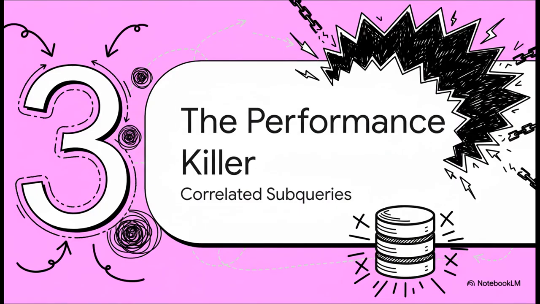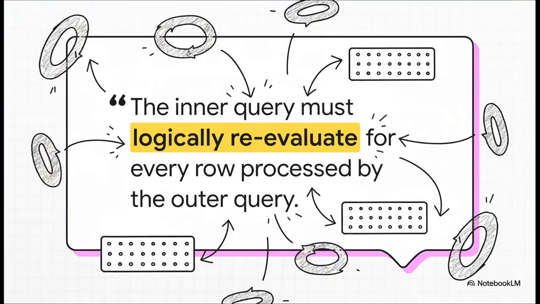Okay, so getting the right answer is one thing, but we also have to get it fast. Beyond just correctness, we have to talk about performance. And there's a certain kind of subquery that can absolutely cripple your database. We call it the correlated subquery. Now, unlike that first simple example we saw, a correlated subquery is not self-contained. It actually references a column from the outer query.